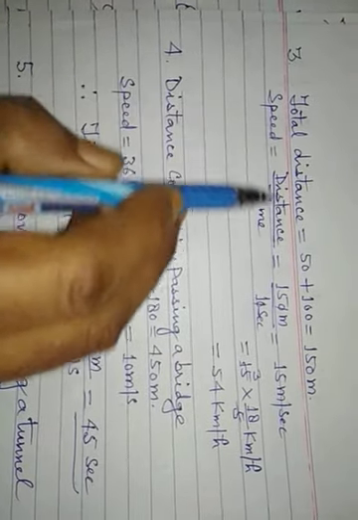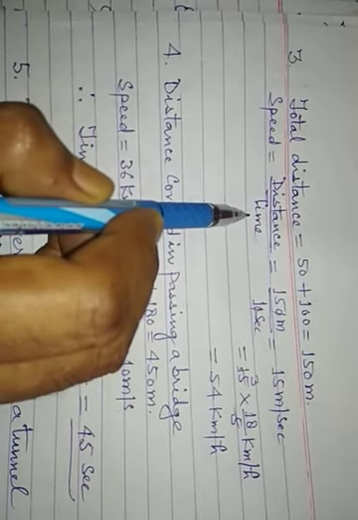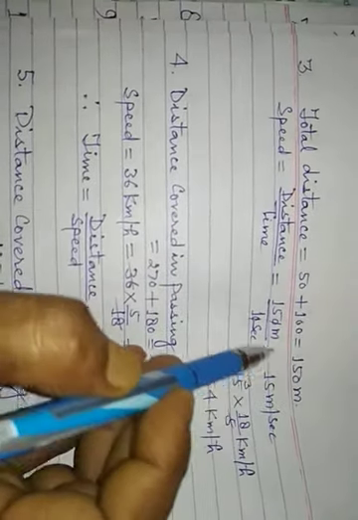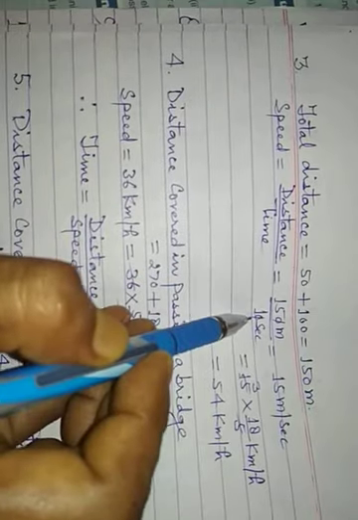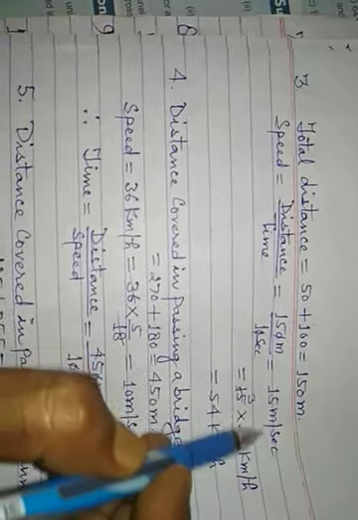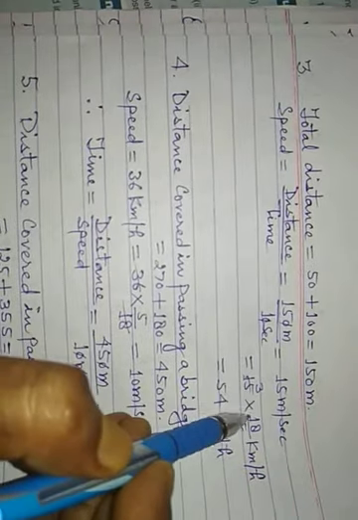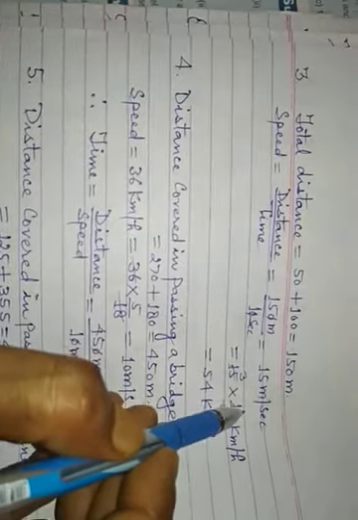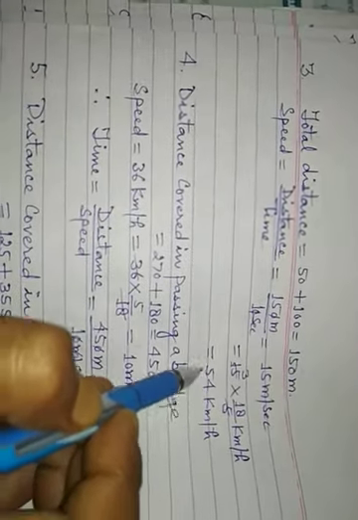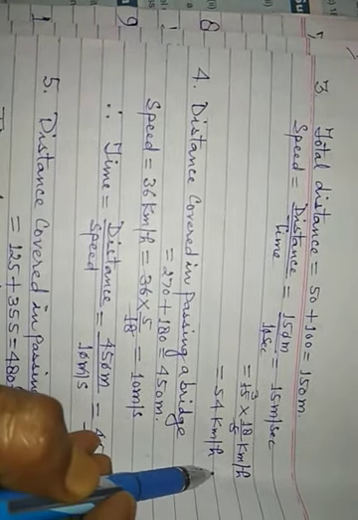So speed is equal to distance upon time. Distance is 150 meter upon time is 10 seconds. So 0 and 0 will cancel. 15 meter per second. You can change this 15 meter per second into kilometer per hour. So 15 into 18 upon 5. 5 3 ja 15. 18 3 ja 54. So 54 kilometer per hour. So this is your answer.